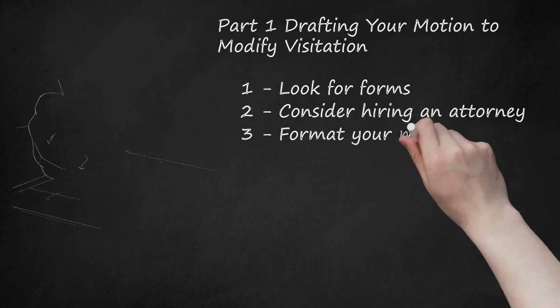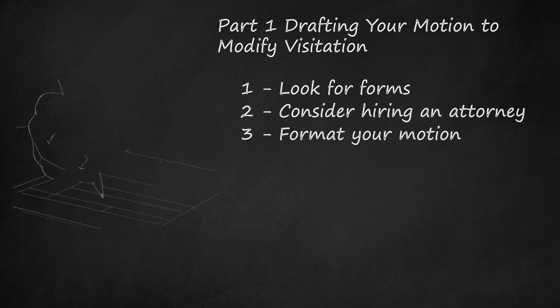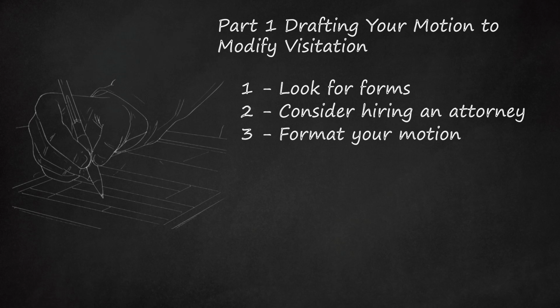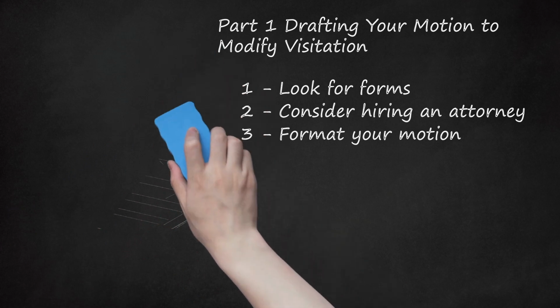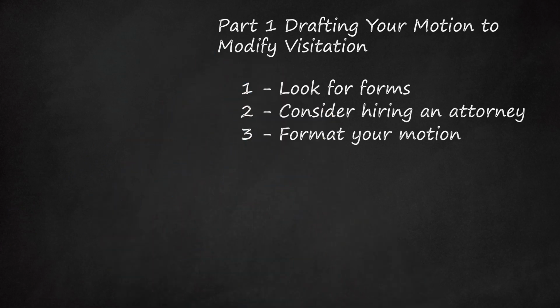3. Format your motion. Look to other motions filed in your original divorce or custody case to see how your motion should be formatted. If you were unable to find a form to use, copy the caption and signature blocks from other paperwork filed in your original case. If you have forms you downloaded from the court's website, don't alter the format of the form when you fill in your responses to the questions on the form.